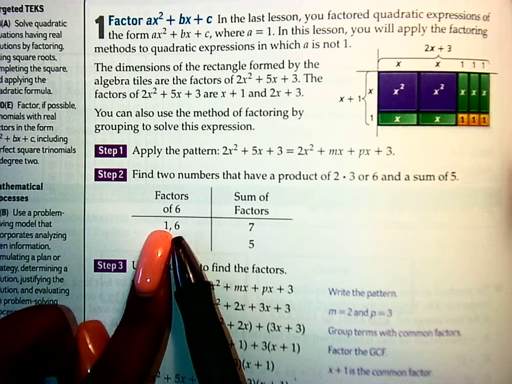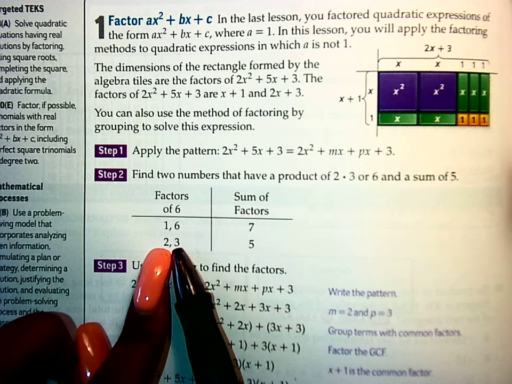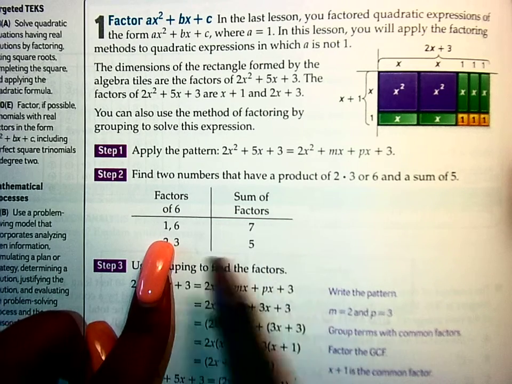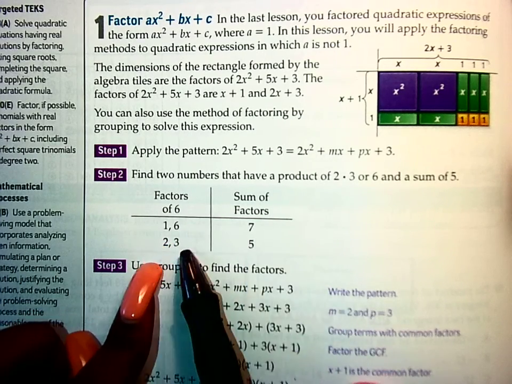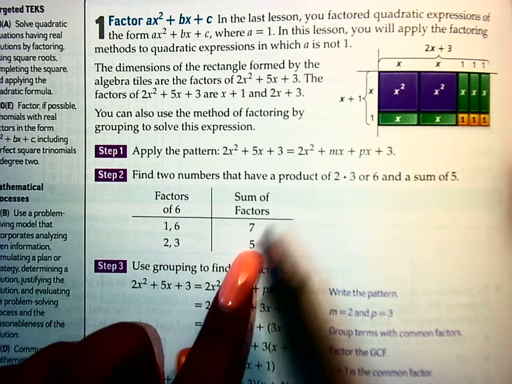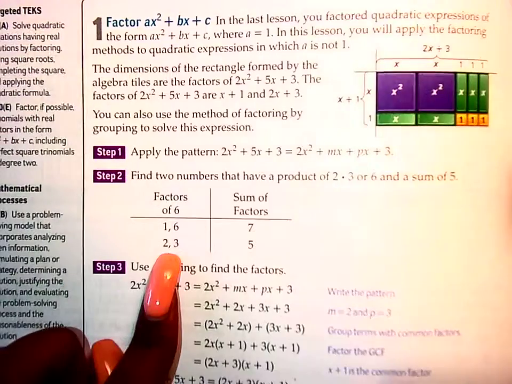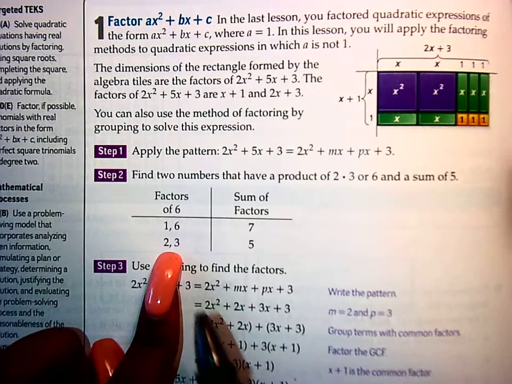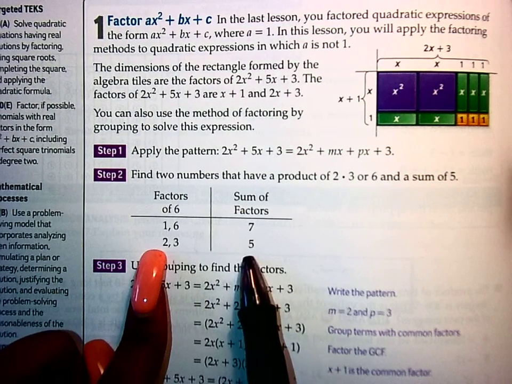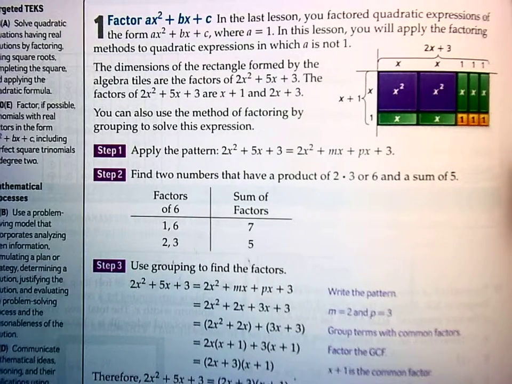So 1 times 6 equals 6, and 2 times 3 equals 6. And then we write out the sums. So 1 plus 6 equals 7, and 2 plus 3 equals 5. We are looking for a sum equal to the middle term. So that tells us that we're going to be using that 2 and that 3, because they multiply to give us 6 and add to give us 5. So that's the T-chart that we were setting up.